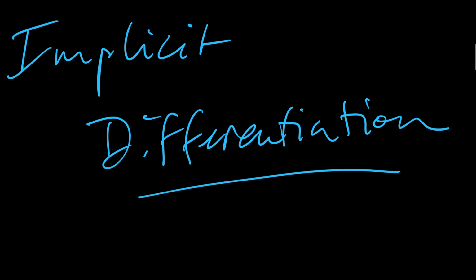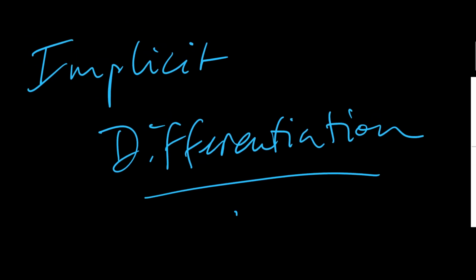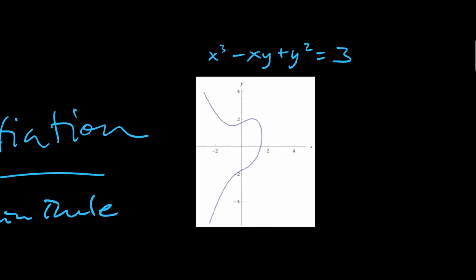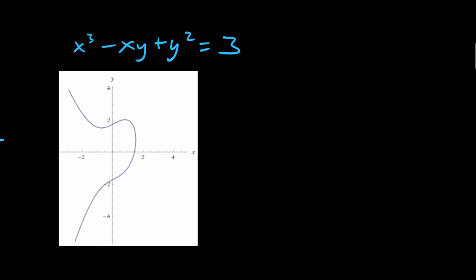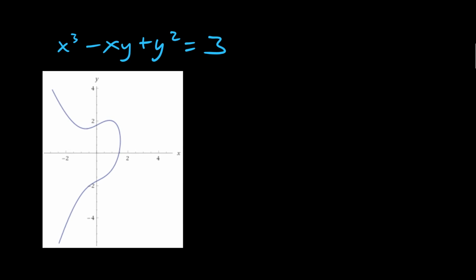So let's talk a little bit about implicit differentiation. It's basically a use of the chain rule, and I'll show you how in a second. So suppose you have this function here, and you want to find out what the slope of the tangent line is, I don't know, at 1.